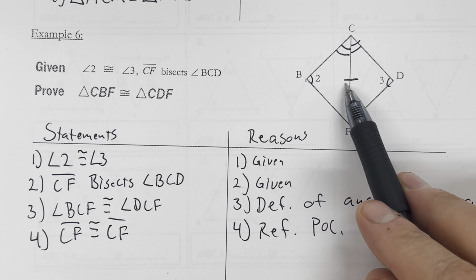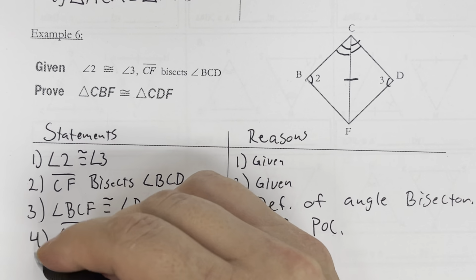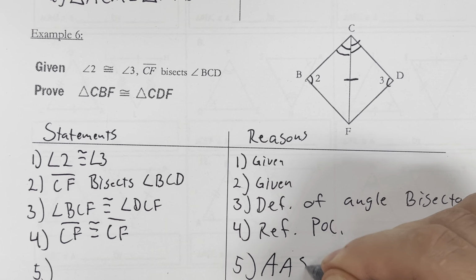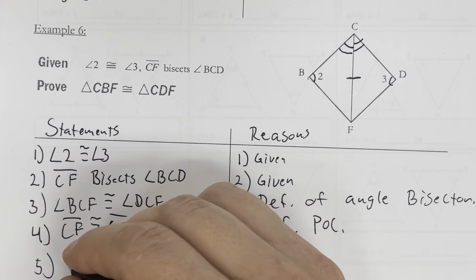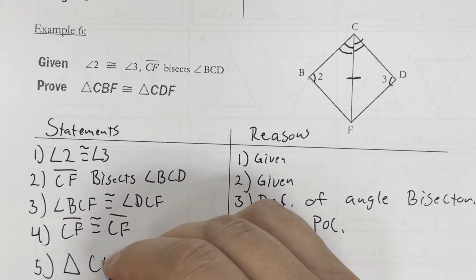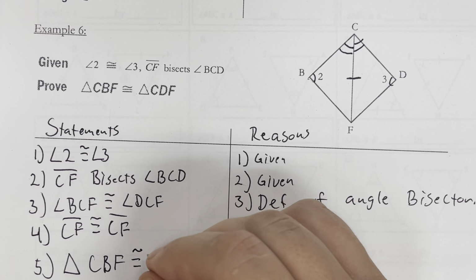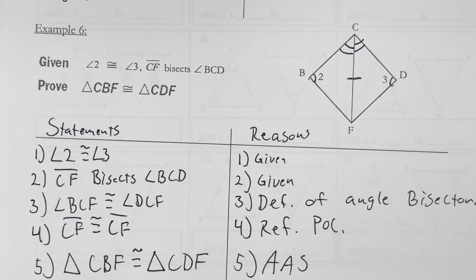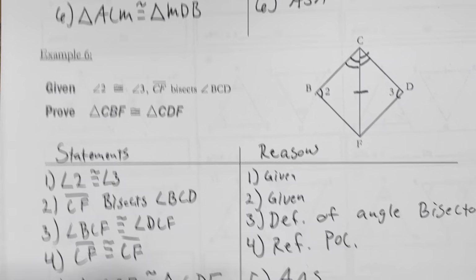Angle, angle, side. We got it. Our reason, angle, angle, side. We can now state that the triangles are congruent. Triangle CBF is indeed congruent to triangle CDF. That one wasn't bad. Just had to use that bisector term.